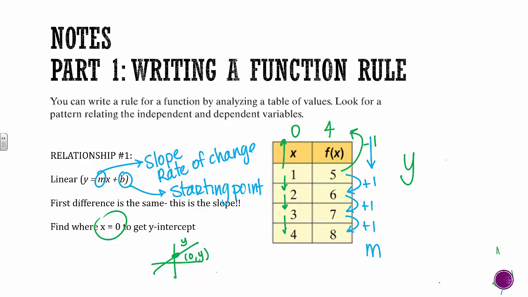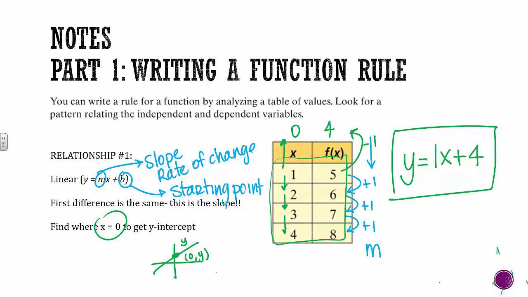So now I have enough information to make an equation. My slope is 1, and my y-intercept is 4. And this right here models this entire table. I could use it to find the next value, plug it in, I get 5 plus 4, which is 9. Or I could use it to find like the 100th value, which would be 104.